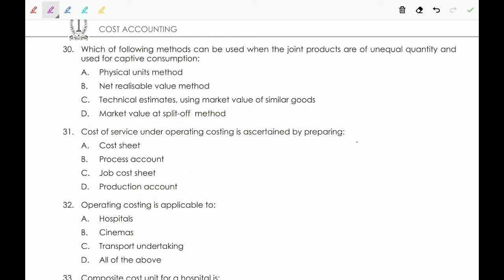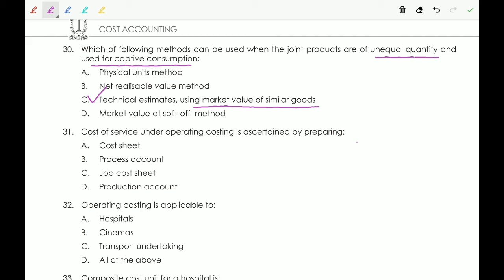Okay. Next 30. Which of the following methods can be used when the joint products are of unequal quantity and used for captive consumption? So physical units method, no. Net realizable value method, no. Technical estimates using market value of similar products. So this is the answer, because unequal quantity and used for captive consumption.